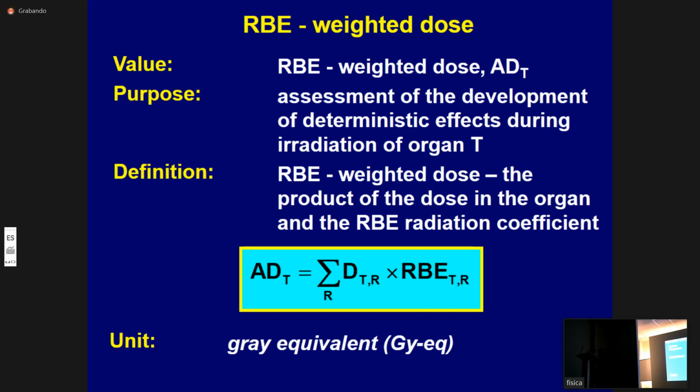This value is equal to the product of the absorbed dose of R-type radiation in the organ or tissue T, D, by the coefficient of relative biological effectiveness, RBE with index T and R. The unit of measure for the RBE weighted dose is joule per kilogram, the same as previously, but very equivalent.